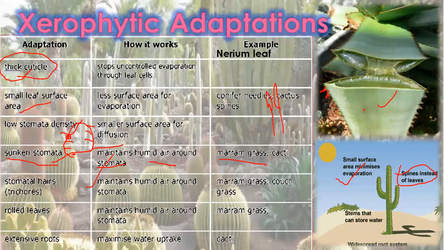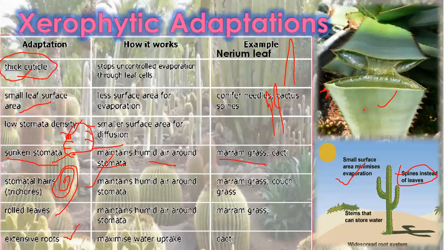Then rolled leaves. Some are having spines and some are having needle-like leaves like this, and some are having rolled leaves, very thin and rolling like this, and that maintains the humid air around the stomata. The same example, marram grass.